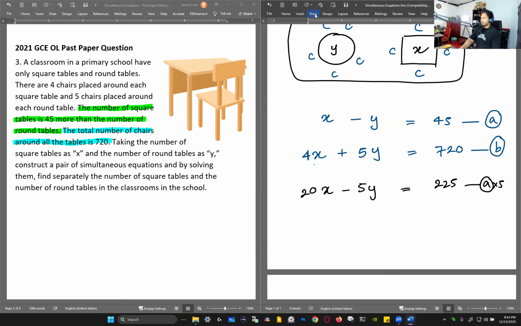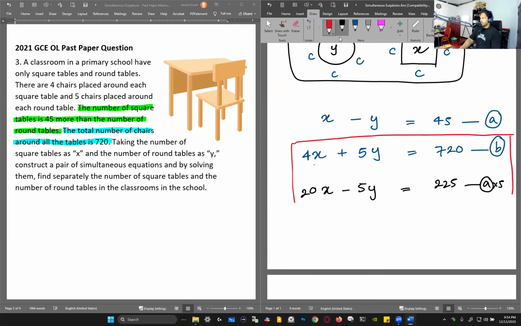Now, I will omit the first equation, and I will use the second and third equations. Now tell me this, Miss Fatima. Am I going to minus these equations or am I going to add these equations?